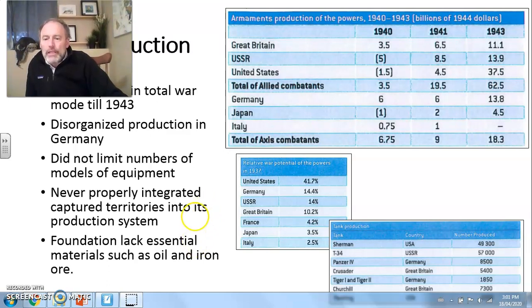And then finally, there's the foundation for this industrial or total war, which it was by the end. They lacked essential materials such as oil and iron ore, and that really hurt them in the end.